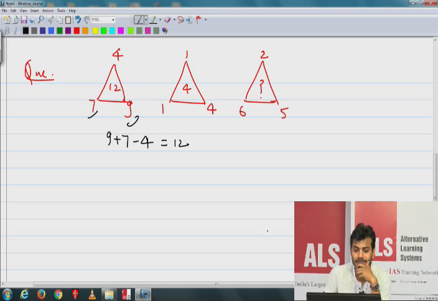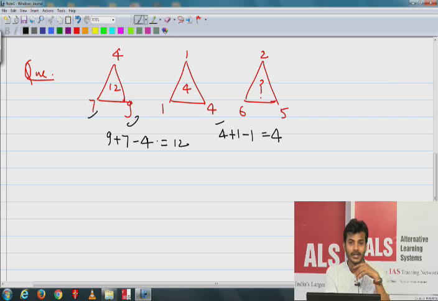Second is, again the same we have to do, right? This is 4, this is 4, this is 1. Lower positions we have to add, and then we will do minus of 1. So check it. This is 4 plus 1, right? 4 plus 1 minus 1 equals 4. That is also true. So what we are thinking of is the correct approach, right?